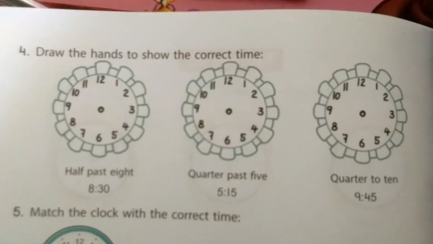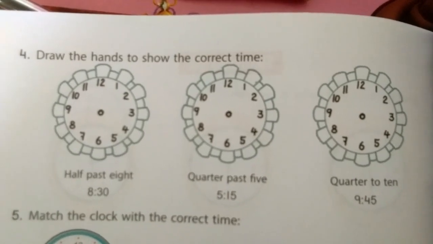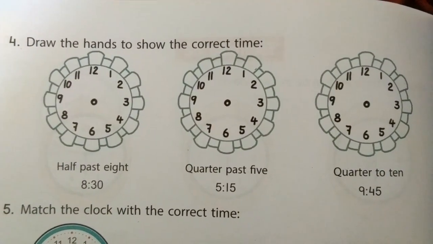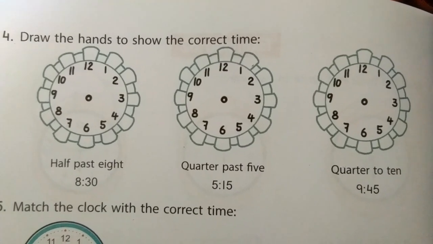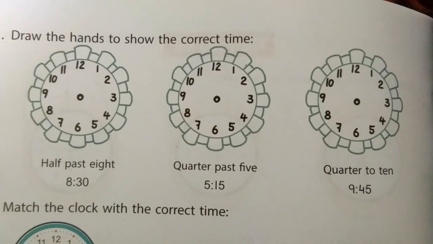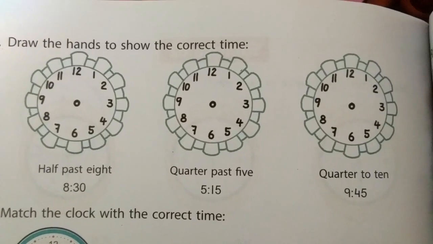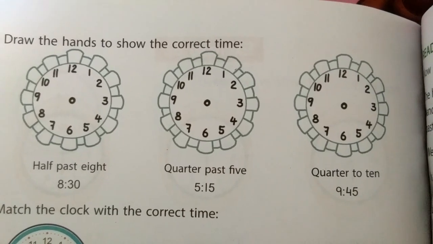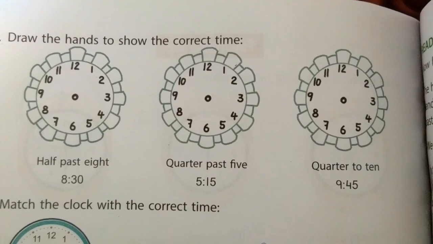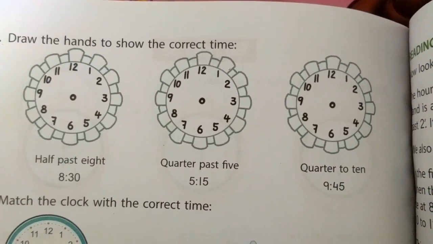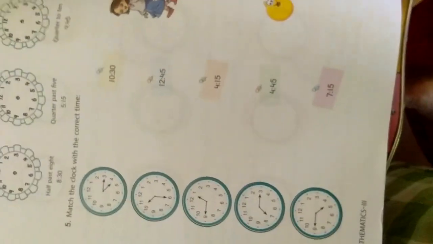Now, draw the face of a clock in your notebook and draw the hands to show the correct time. First one, 8:30. Next, 5:15. Then, 9:45. Okay? Then another exercise for you.